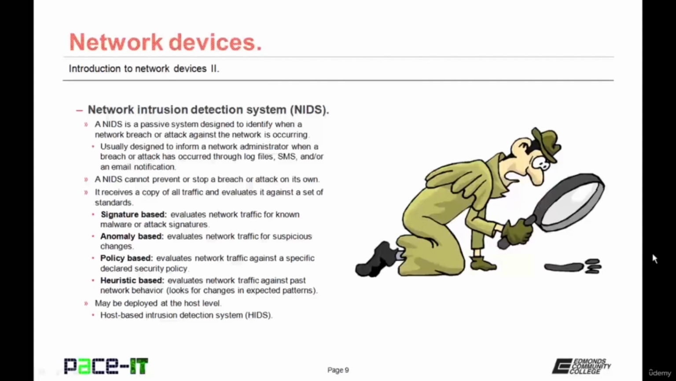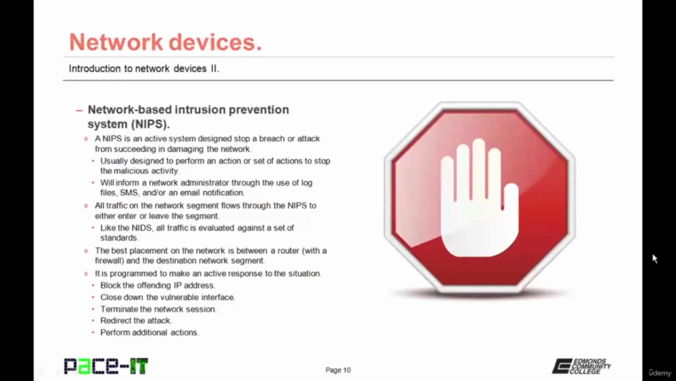Now, the intrusion detection system may be deployed at the host level as well. When it's placed on a host, instead of being called a NIDS, it's called a HIDS. Then there's the Network-Based Intrusion Prevention System, or NIPS. A NIPS is an active system designed to stop a breach or an attack from succeeding in damaging the network. They're usually designed to perform an action or set of actions to stop the malicious activity.